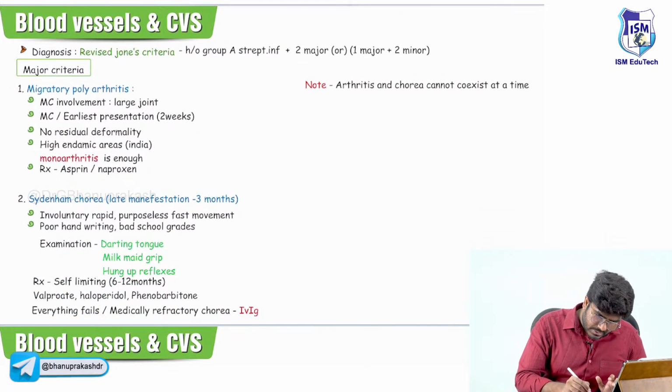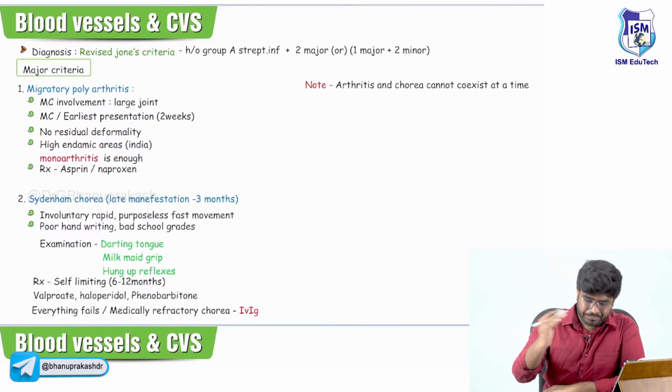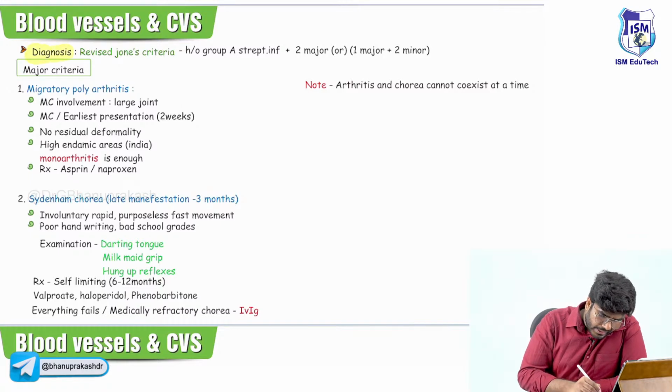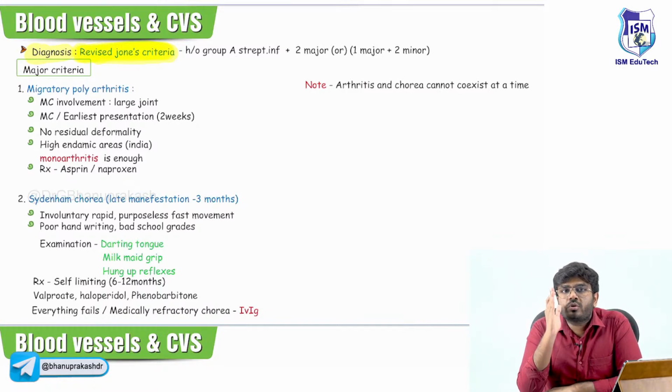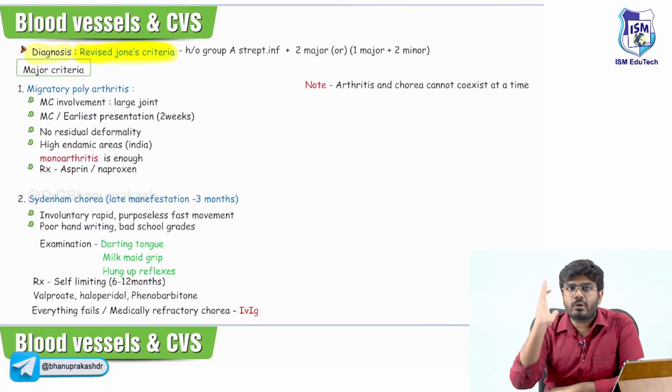Now, diagnosis. Let's go in one by one order. So, diagnosis is made with the Duckett Jones criteria. According to this Duckett Jones criteria, at least if you want to say, this fellow is having rheumatic fever.